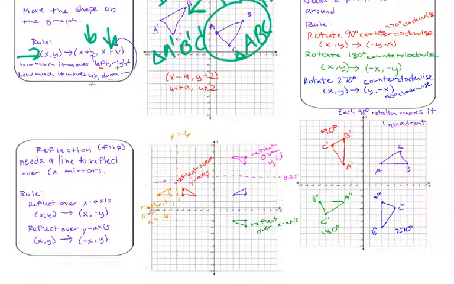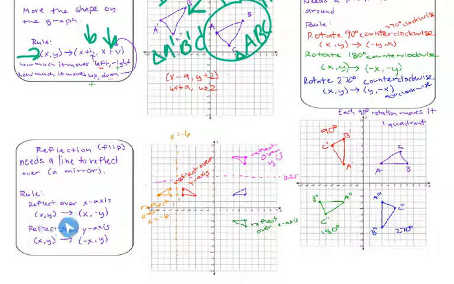Next we have reflections. A reflection, also known as a flip, needs a line to reflect it over. We could reflect it over the x-axis or y-axis, and we have rules to help us understand. If we reflect over the y-axis, like this blue one to the red one, you take the x values and just switch them. If they're negative, they become positive. If they're positive, they become negative. The y values stay the same. Now for a reflection over the x-axis, that would be like blue to green, or purple to green.